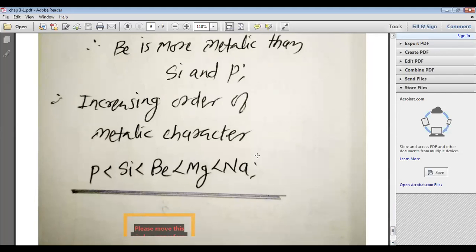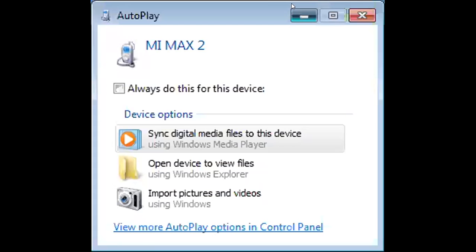So this is how, my dear students, we can easily write the order of metallic character of any kind of group of elements. If we are given a group of elements, we can write about their metallic character. We can arrange them into increasing or decreasing order of metallic character. This is how we can do it.